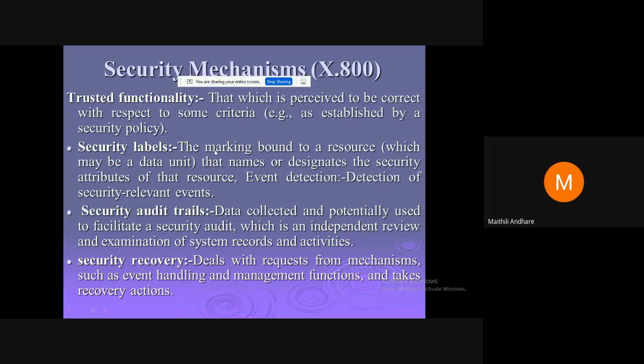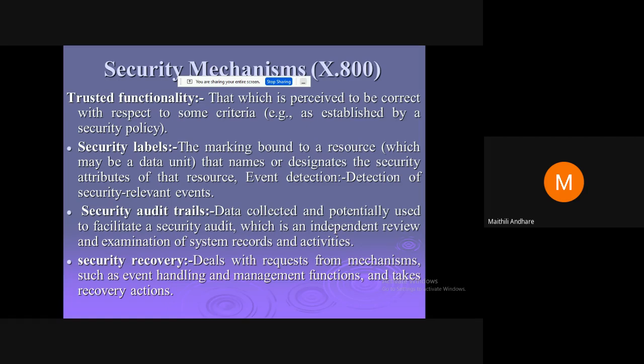If there is a system where data is exchanged between sender and receiver, whether the data is exchanged properly, whether the attacker is doing some malfunctioning, that is to be checked by certain security policies, so as to ensure whether the system functionality is trusted or not trusted. That's why the first security mechanism is trusted functionality.